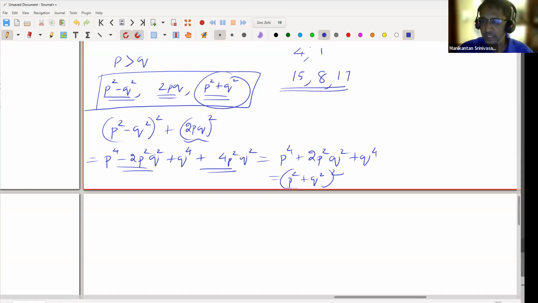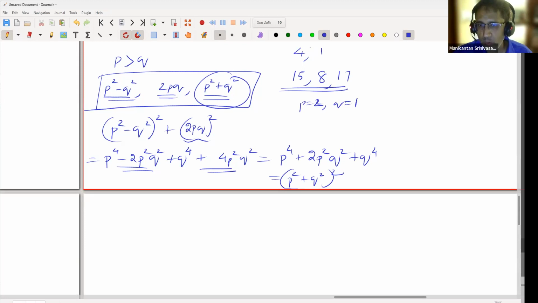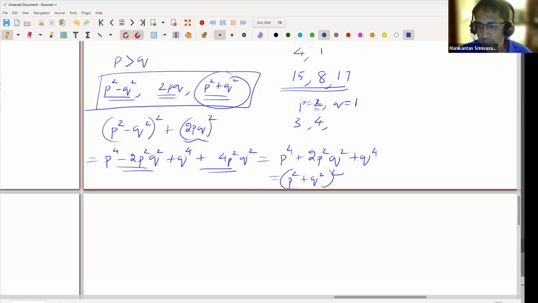Okay. Now the triplets that we saw earlier will also be in that, right? For example, if I take P as 2 and Q as 1, right? So 2PQ would be 2 into 2 into 1, which is 4. P square minus Q square would be 4 minus 1, which is 3. 4 plus 1 would be P square plus Q square. That's a common 3, 4, 5 triplet, right? So this is a triplet. Remember this: P square minus Q square, 2PQ, and P square plus Q square.